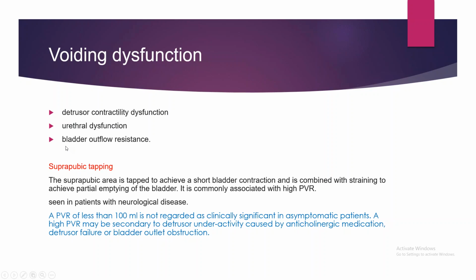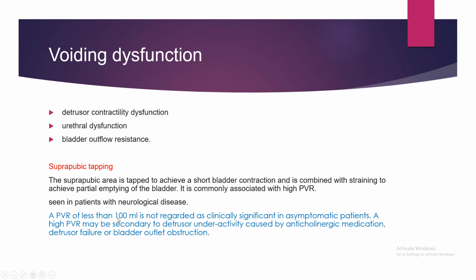Now there is one term known as suprapubic tapping. When you tap the suprapubic area, it will cause a short bladder contraction, and when it is combined with straining, it will cause a partial emptying of the bladder, and usually there will be high PVR. The significance is that it is seen in neurological disease. There is not much given in that talk or anywhere regarding suprapubic tapping, so if you know this, it is sufficient.